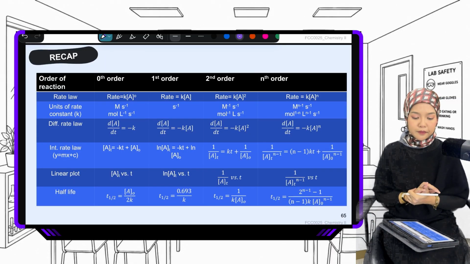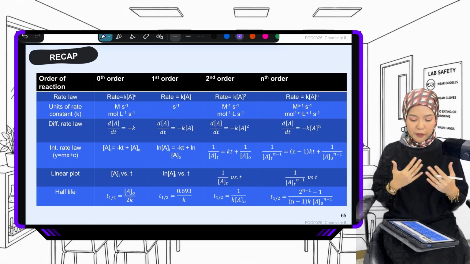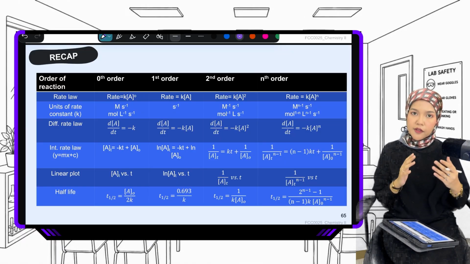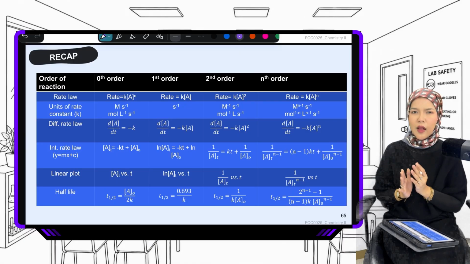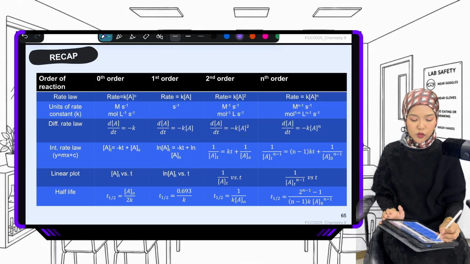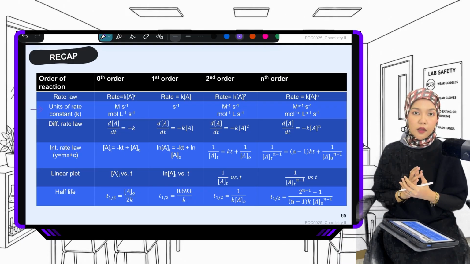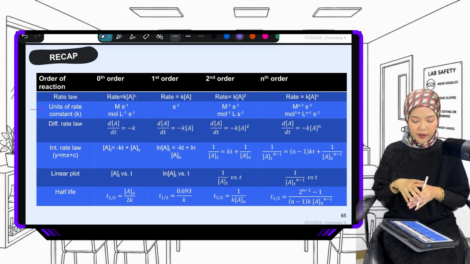This is the recap of the overall part that we have learned. You have zero order, first order, and second order. About the nth order, you do not have to really worry. Maybe you just need to know how to derive the units of the rate constant. Maybe that. Okay.